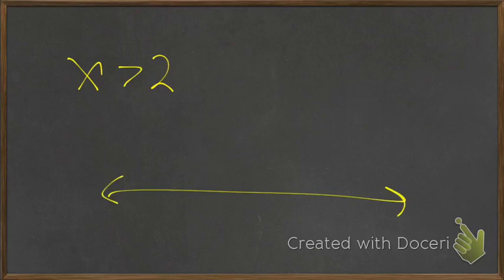So let's check out the graph to that. If x is greater than 2, does 2 work? Does 2 work? 2 doesn't work. It's not equal to, it's greater than 2, so right.